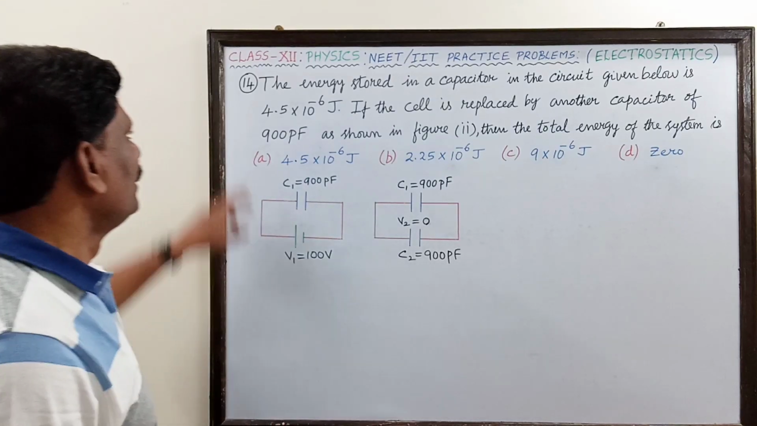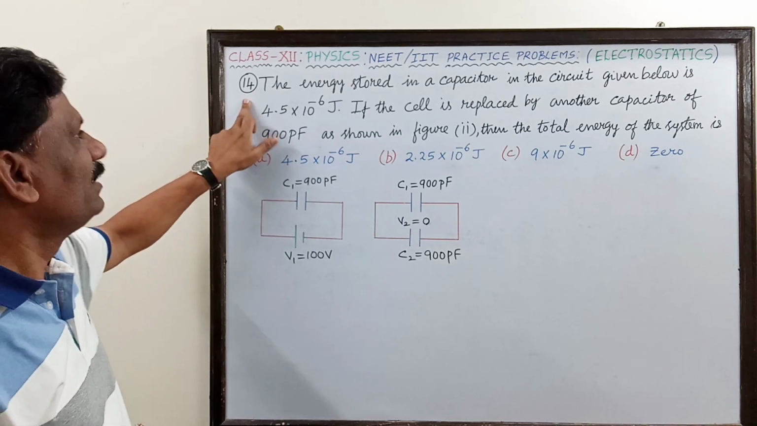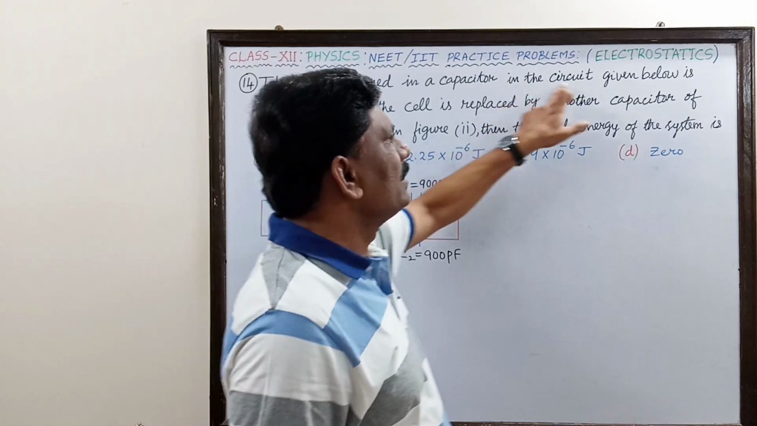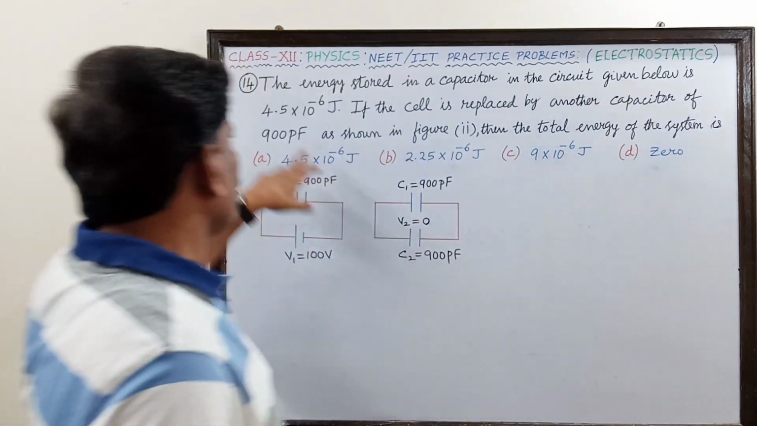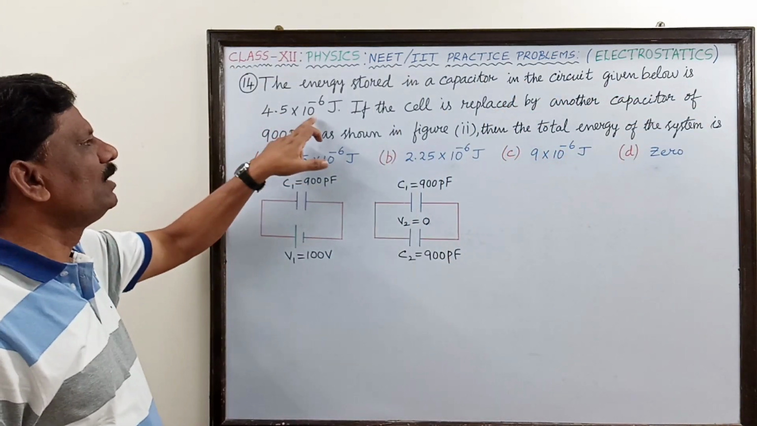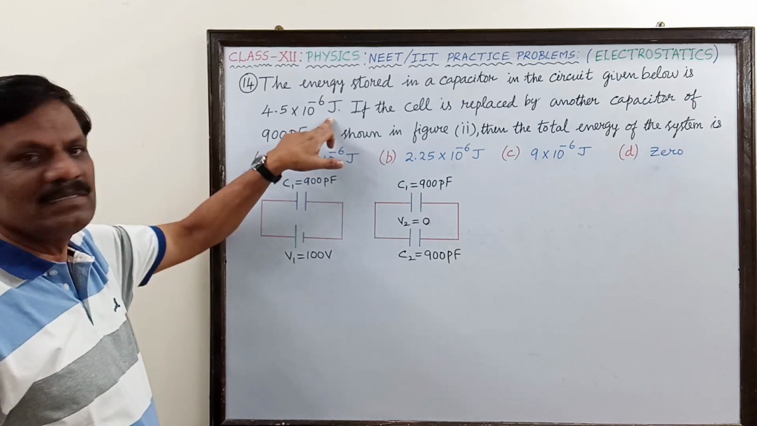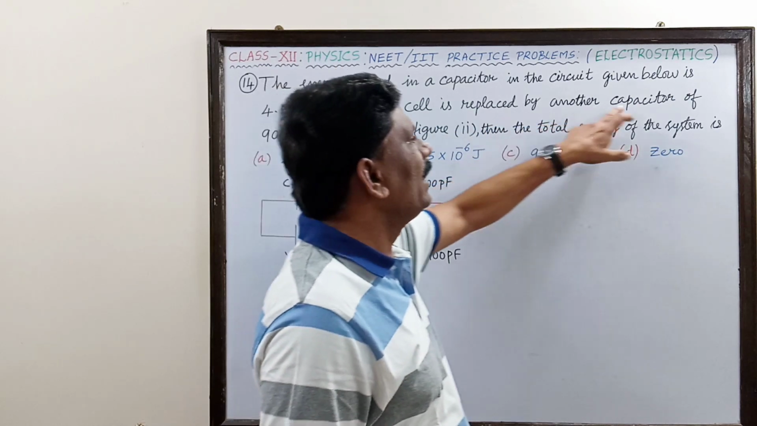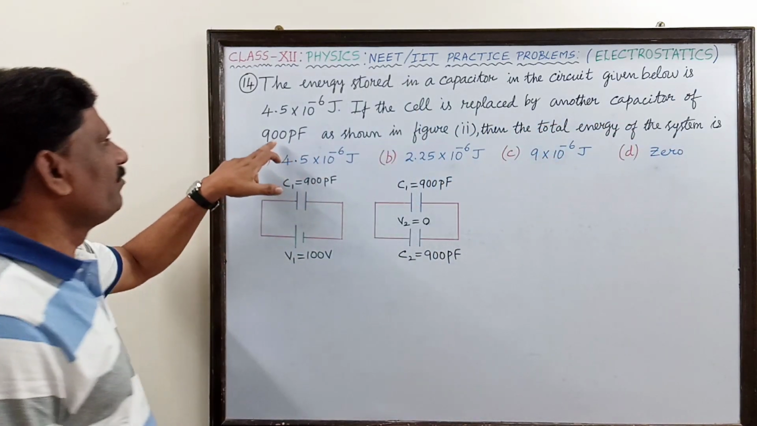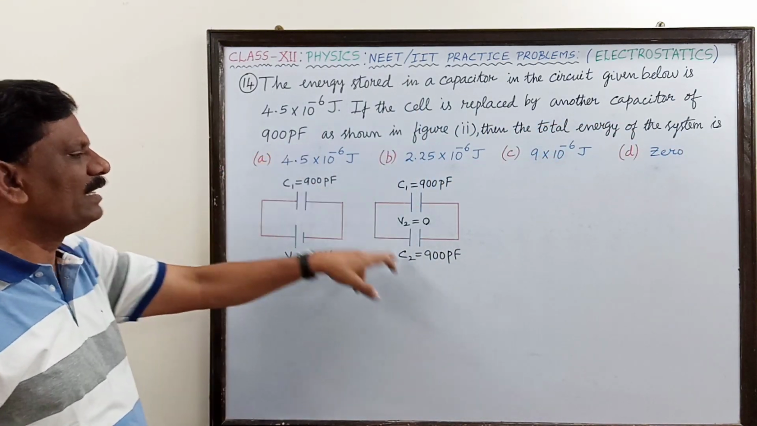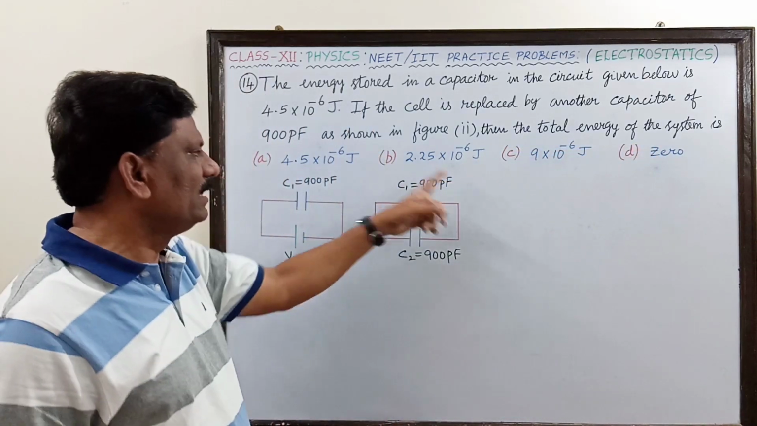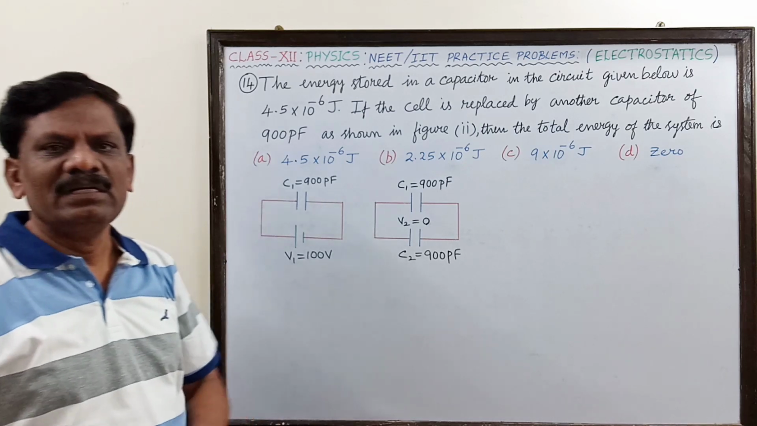Hi students, MCQ number 14. The energy stored in a capacitor in the circuit given below is 4.5 into 10 power minus 6 joule. If the cell is replaced by another capacitor of 900 picofarad as shown in figure 2, then the total energy of the system has to be determined.